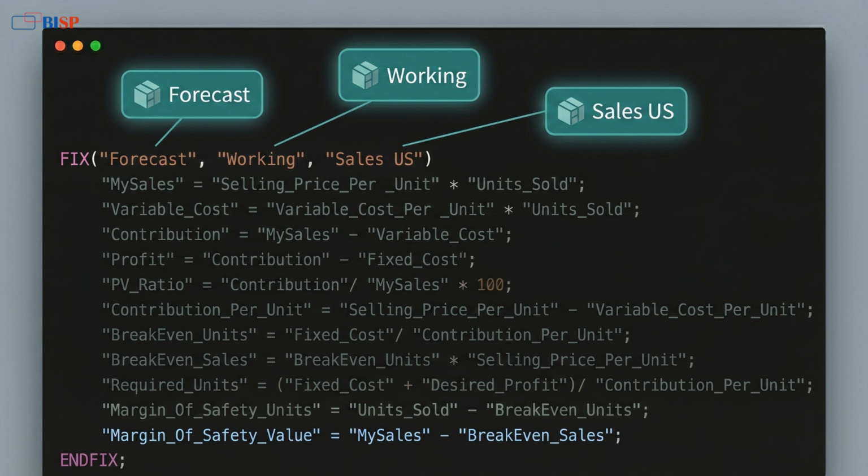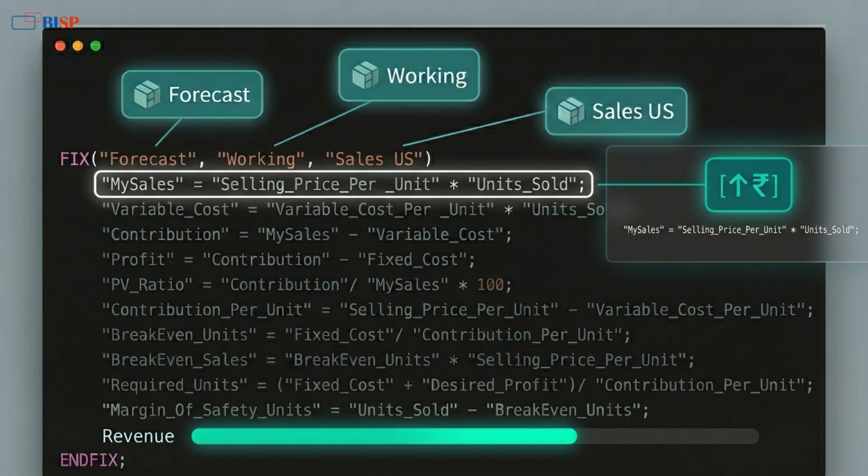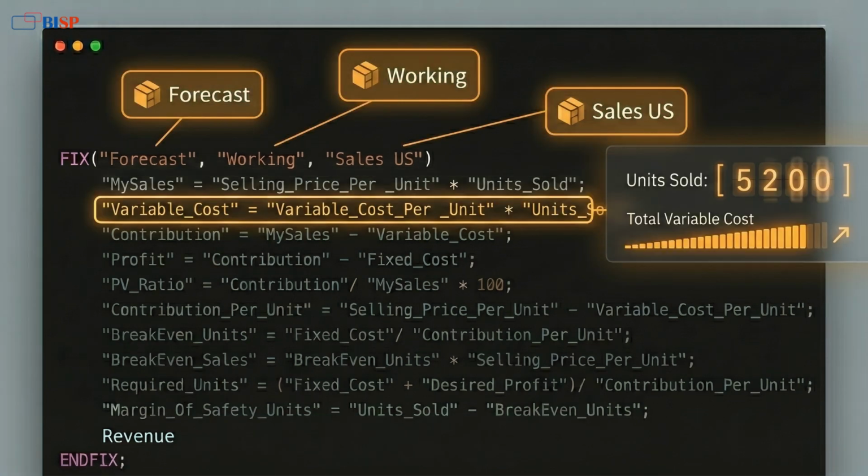Only data matching all three conditions will be calculated. Line 1, my sales. Selling price per unit multiplied by units sold. This is your top line, total revenue from the product. Line 2, variable cost. Variable cost per unit multiplied by units sold. This scales directly with volume. More units, higher variable cost.